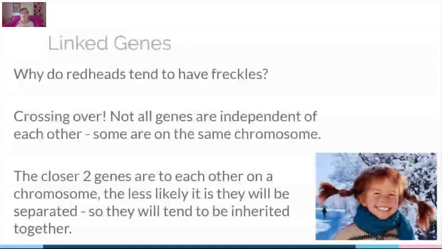This is where I say that Mendel got incredibly lucky because by sheer dumb luck, he picked a bunch of traits in pea plants to study that were on different chromosomes. He would not have gotten the results that he got if he had picked traits that were on the same chromosomes.